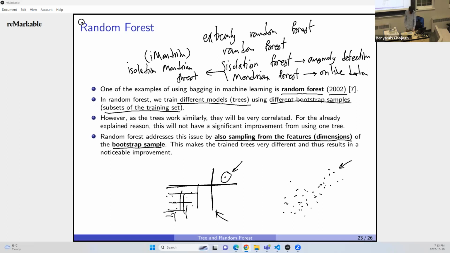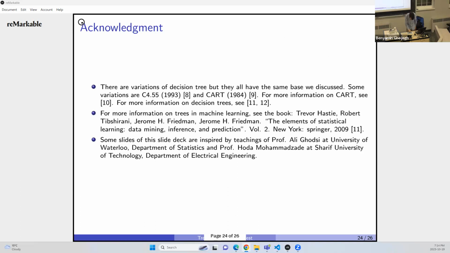So yeah, we have a lot of various types of forests. Acknowledgement. Here I already said that. There are variations of decision tree, but they all have the same base that we discussed. Some variants of the trees are also famous, but they have the same background that I talked about. One of them is C4.5. They used to name them in weird names, such as this C4. They coded the names. I think maybe that's the version C1, C2, something like that.